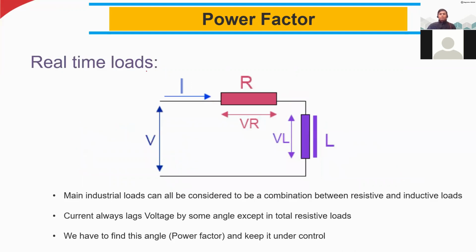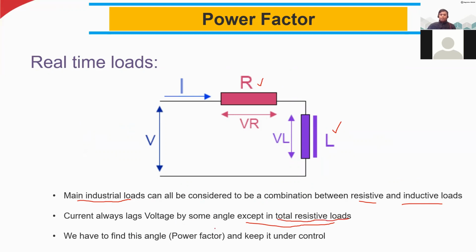For real-time loads, most industrial loads can be considered a combination of resistive and inductive loads, so R and L. That is why, when we discussed converter circuits, we saw R load and RL load. Current always lags voltage by some angle, except in a totally resistive load. Of course, if you have a totally resistive load, then no problems.